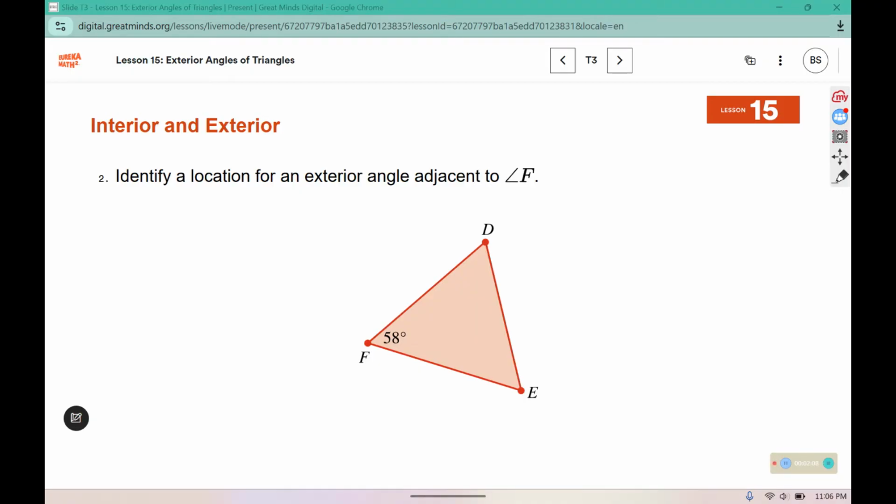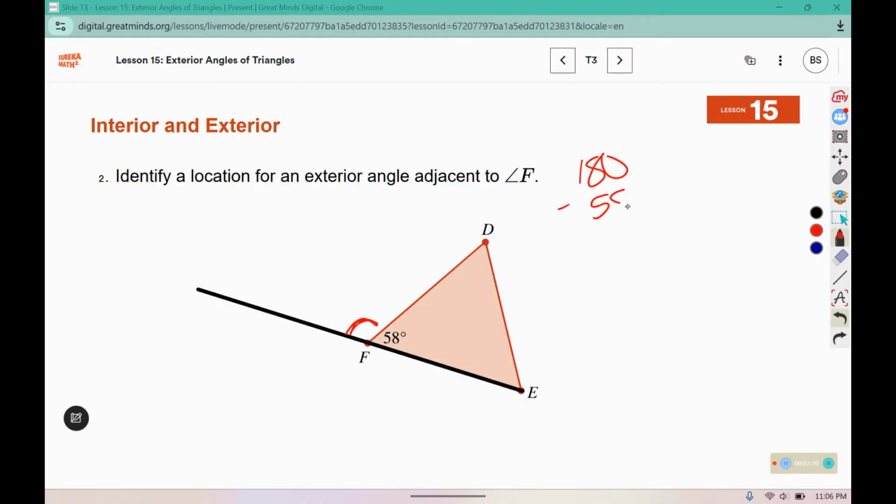Identify a location for an exterior angle. So that means outside, adjacent to angle F. Adjacent means next to. So we have an adjacent exterior angle here. And to figure out what that would equal, we could do 180 minus 58. 10 minus 8 is 2. 7 minus 5 is 2. And then we have 1 minus 0. So this could be 122 degrees.